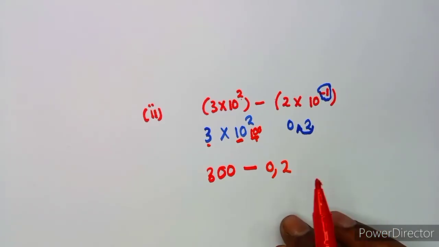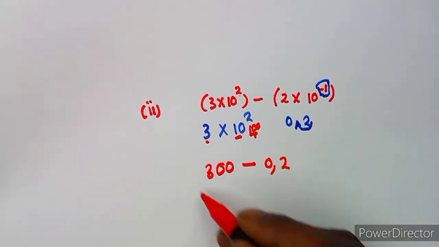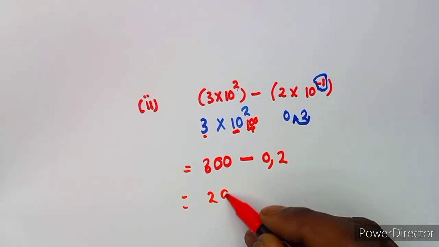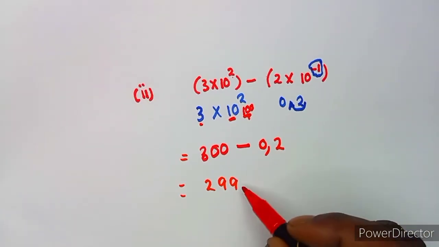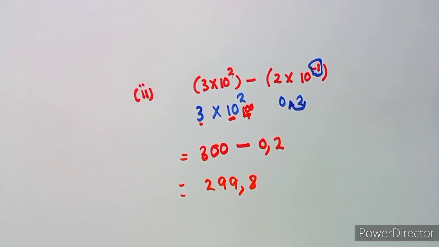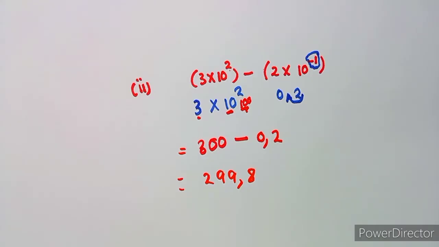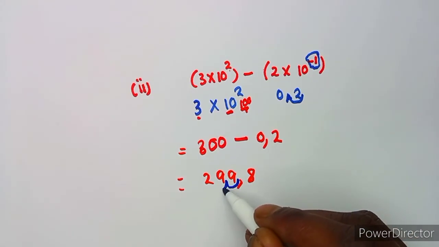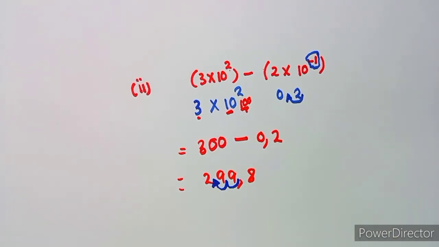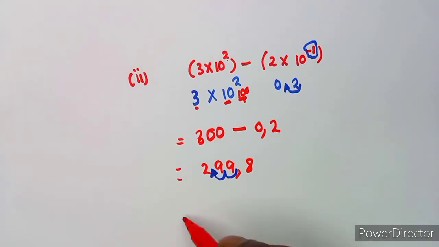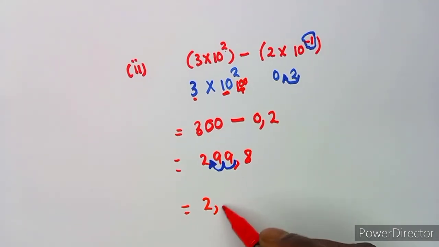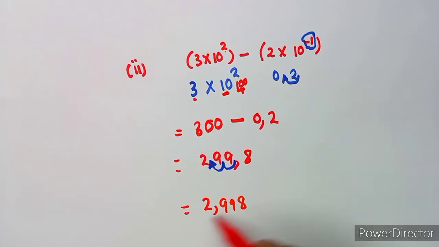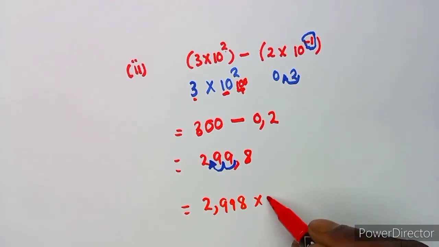So this is paper 2, guys. Subtract with your calculator. You're going to obtain 299,8. But this is not in standard form. This is an ordinary number that you're given. So convert this to standard form. Make sure that the number is between 1 and 10. So here we have to move 2 commas so that it can be 2,998. It's now between 1 and 10, times 10 to the power.